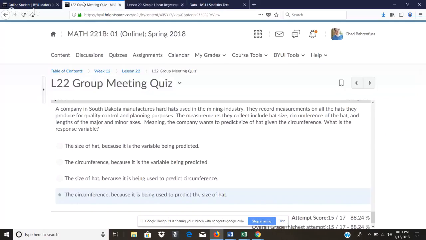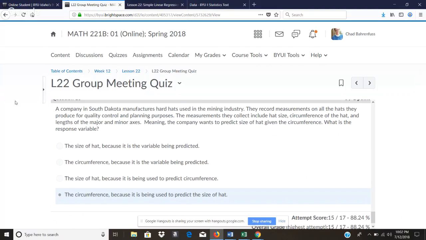So going back to here, the company wants to predict size of hat given the circumference. What is the response variable? Read the question again. The company manufactures hard hats, records measurements on all the hats they produce for quality control and planning purposes. The measurements they collect include hat size, circumference of the hat, and the company wants to predict size of hat given the circumference. The size of the hat.